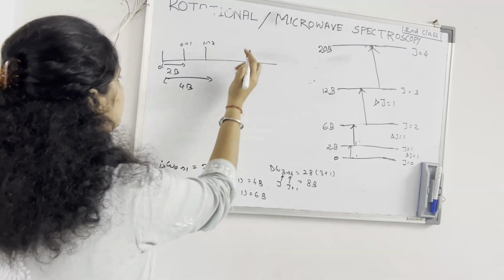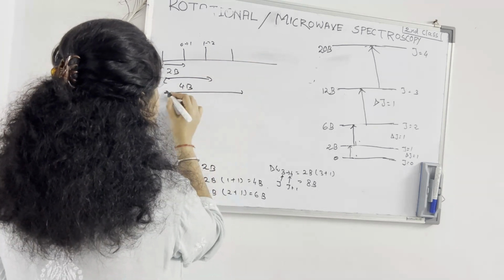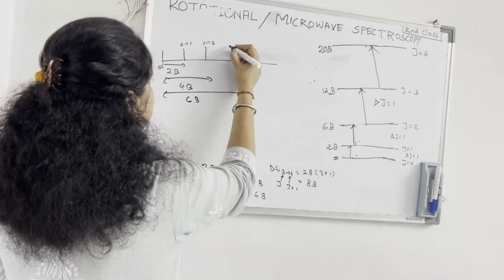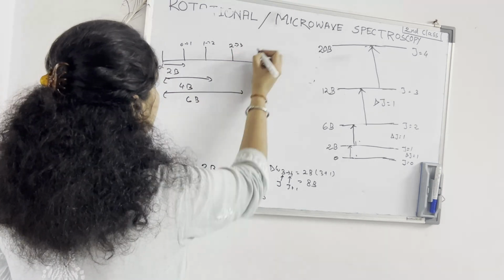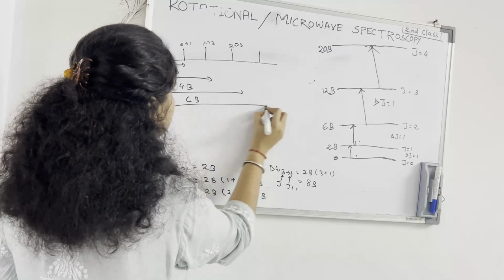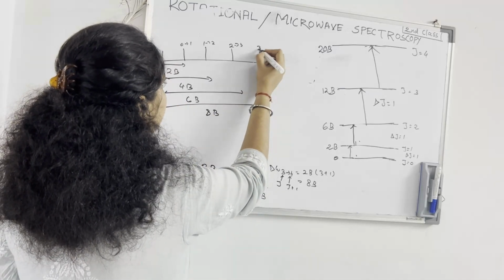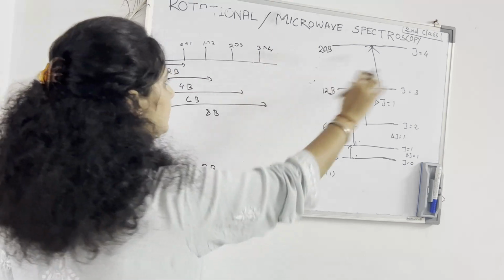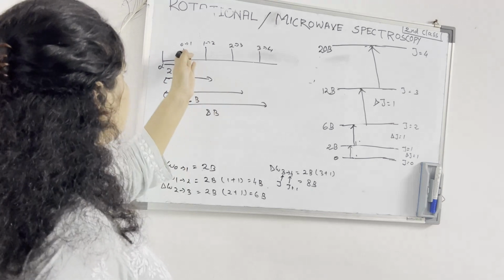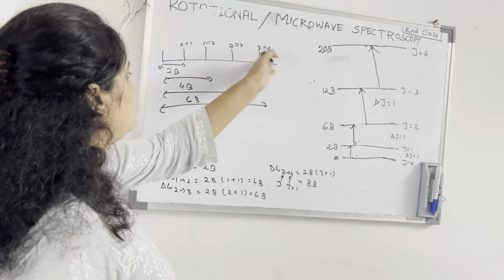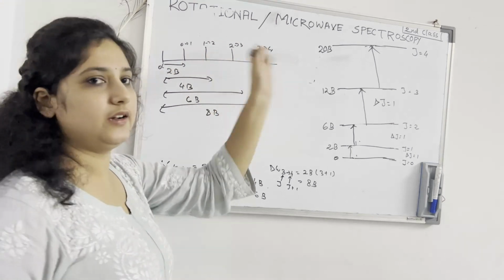Then another line we will get at 6B. The total is 6B, that is J is equal to 2 to 3. Another line we will get at 8B. The total is 8B, and this will be for 3 to 4, and so on and so forth. So for these transitions from J is equal to 0 to 1, 1 to 2, 2 to 3, we'll get lines which are situated in this manner.